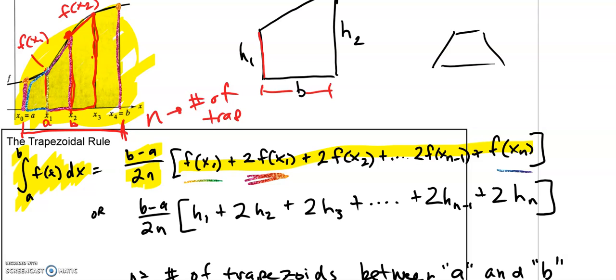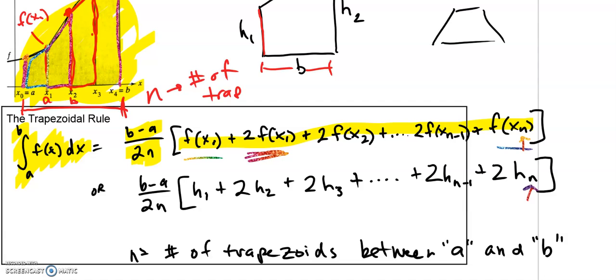And remember that this is h sub n, and x sub n. If you have 12 trapezoids, that would be your 12th height, your very last height, whatever that would be. So again, if you need to pause the video, do that right now, and make sure you have n is the number of trapezoids that you have in that given interval.